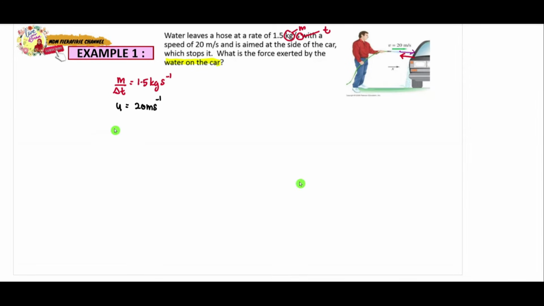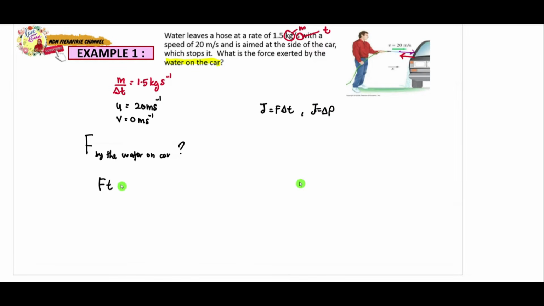Okay, so now since the water will stop, the final velocity we consider as 0 meters per second. So we want to calculate the force exerted by the water on the car. Okay, so we will use the equation Ft. So impulse is equal to Ft, remember? So impulse is equal to F delta t, and impulse also equals the change of momentum.